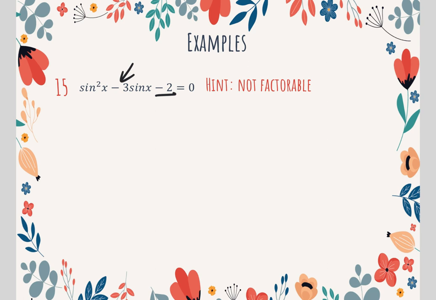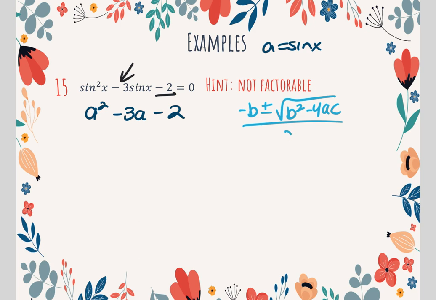So what I would strongly recommend, to ease the confusion, is change that to your a. So a squared minus 3a minus 2. So our a is sine of x. And we go quadratic formula: -b plus and minus the square root of b squared minus 4ac all over 2a. Are we going to have to see this one? So a is 1, because it's what's in front of the squared term. B is -3, and c is -2.